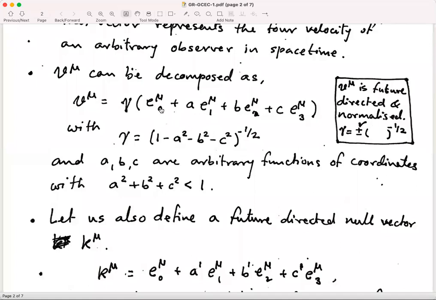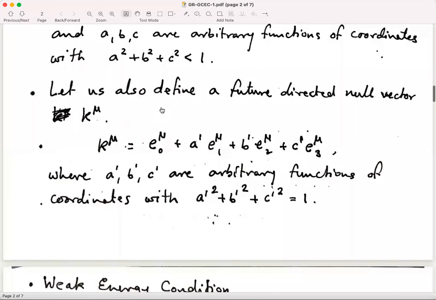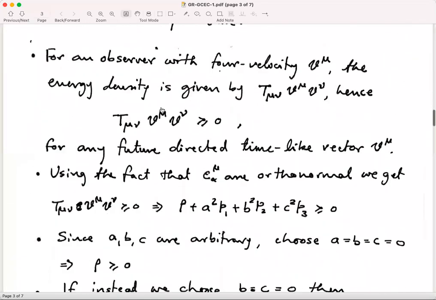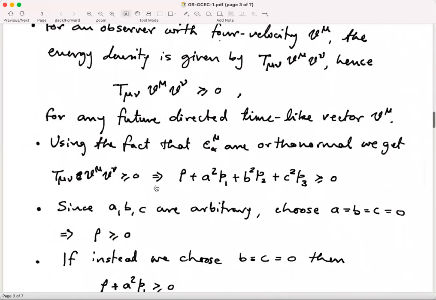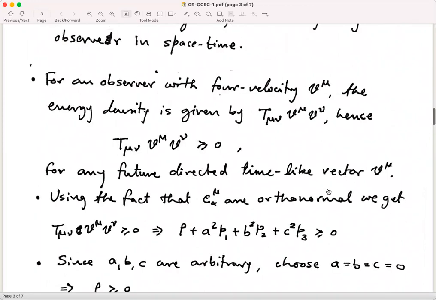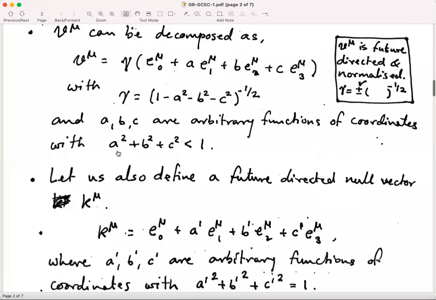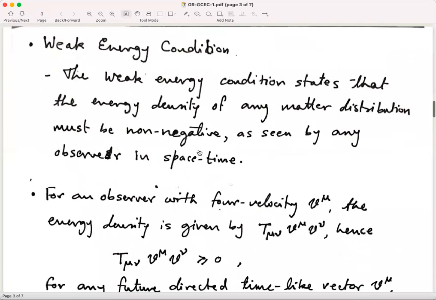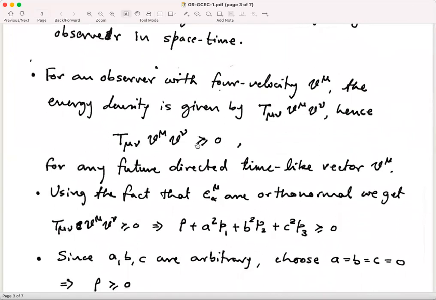Once you get that, you get the answer simply because they are orthonormal. If you do that, it's a couple of lines of calculation to see that T mu nu V mu V nu greater than or equal to zero becomes just rho plus A squared P1 plus B squared P2 plus C squared P3 greater than or equal to zero. Now remember, A, B, C were arbitrary, subject only to the condition that A squared plus B squared plus C squared is less than one. So you could choose whatever you want.